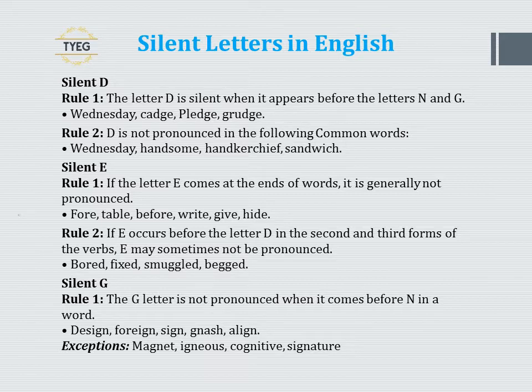Silent G. Rule 1. The letter G is not pronounced when it comes before N in a word. Design, foreign, sign, gnash, align. Exceptions: magnet, igneous, cognitive, signature.